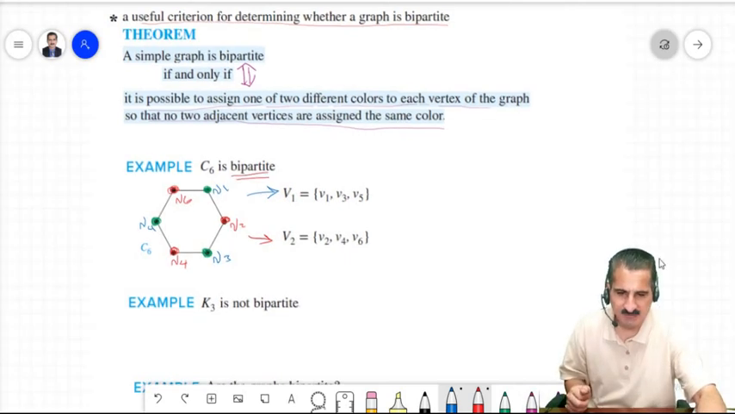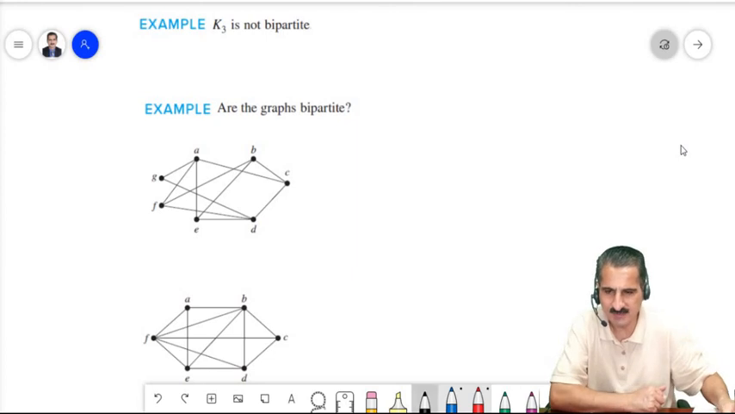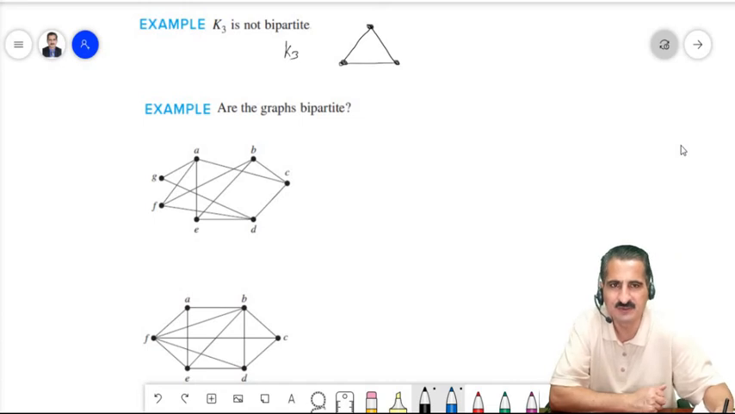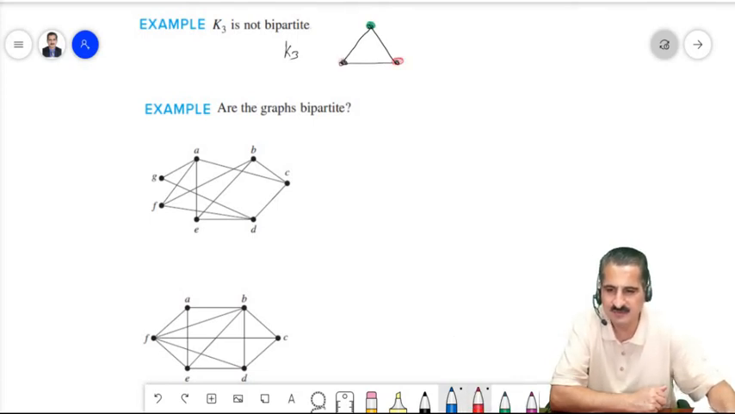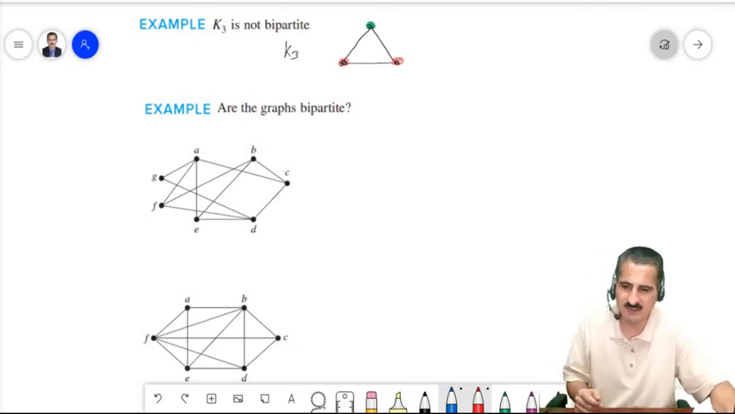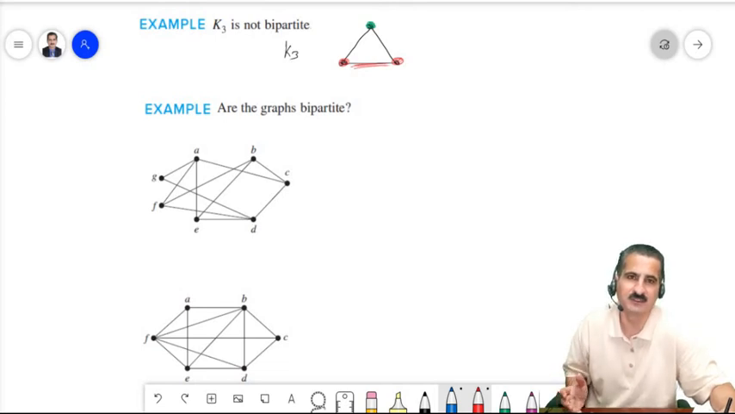Okay. But at the same time, if we look here, K3 is not bipartite. Why? How can I make it? K3 consists of three vertices that we must connect together. This is K3. Every one is connected to any other vertex. Now, let's try. If I make this green, then I have to make this red and this red, because each of them is connected to the green one. But I am now forced to connect these two red vertices, and this is not allowed in a bipartite graph, to connect vertices from the same set or the same color. So this cannot be bipartite.